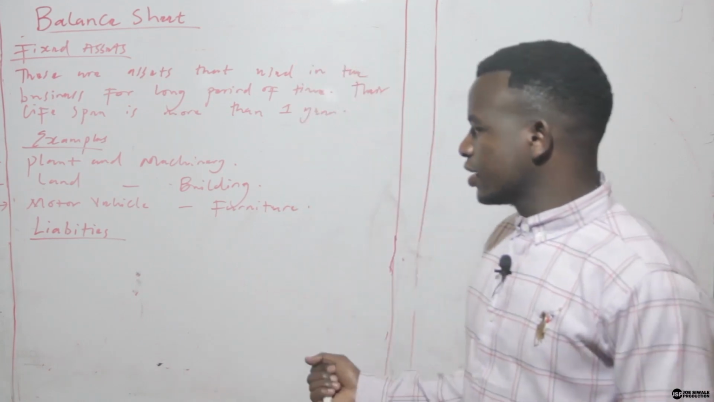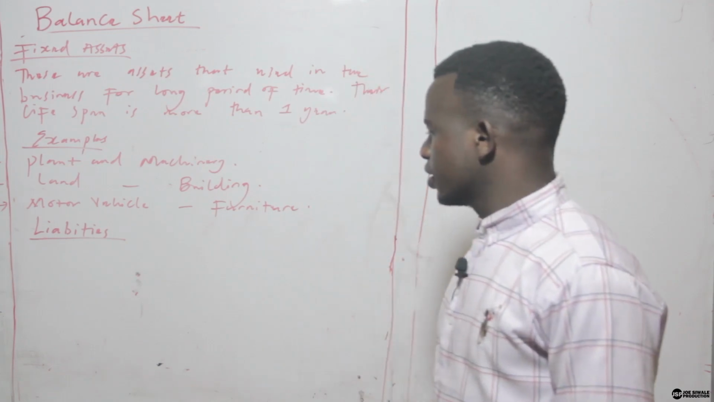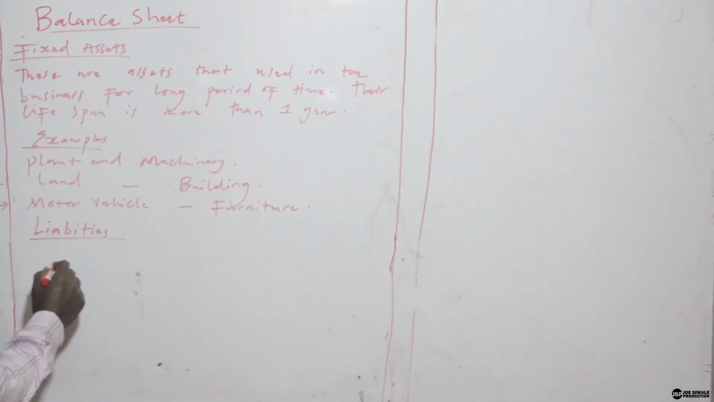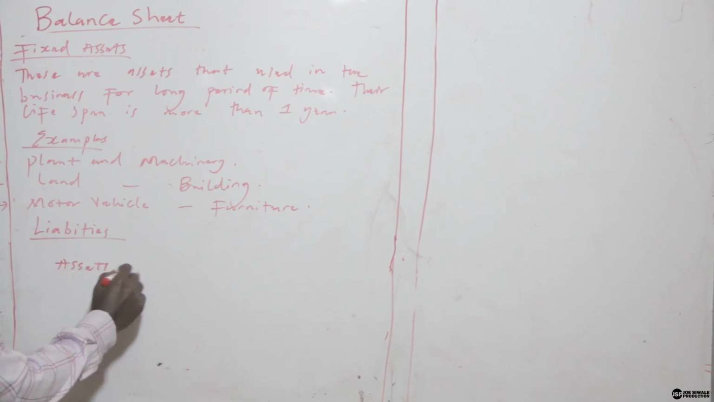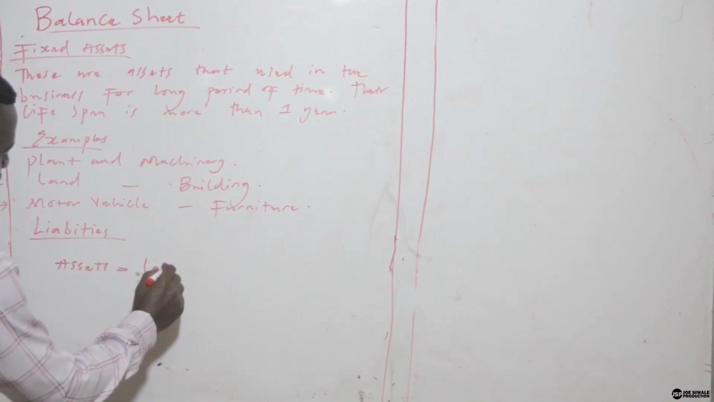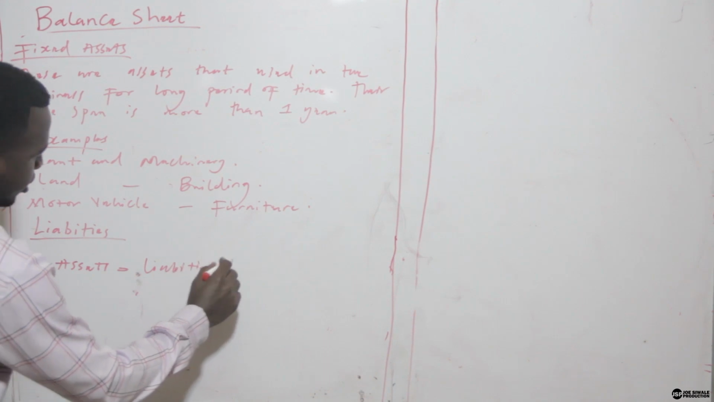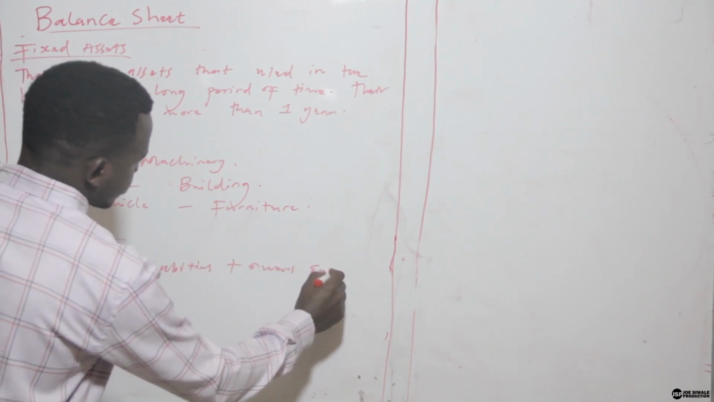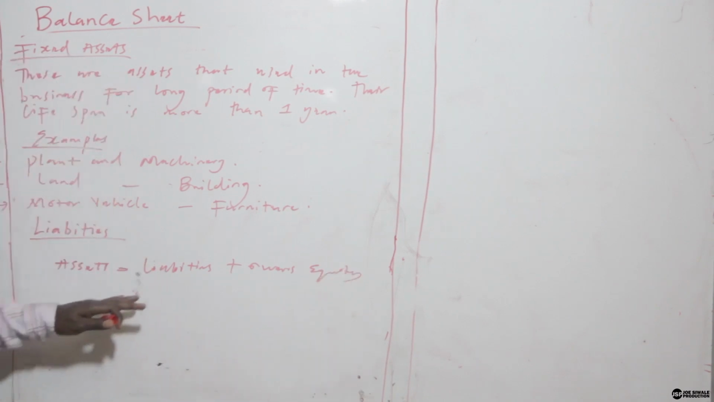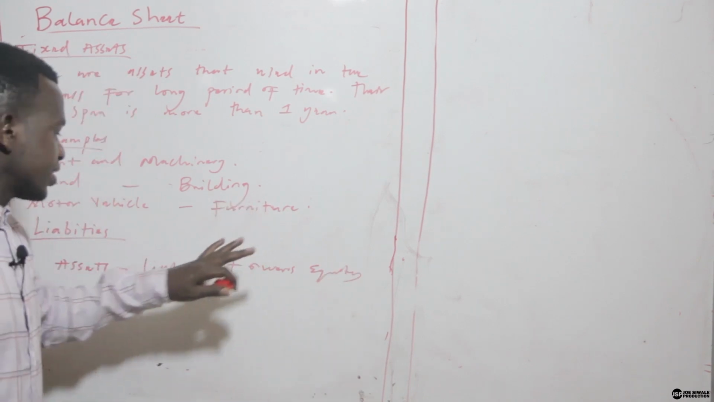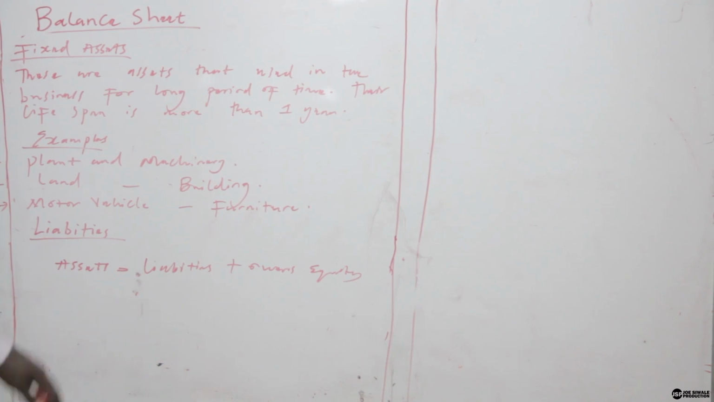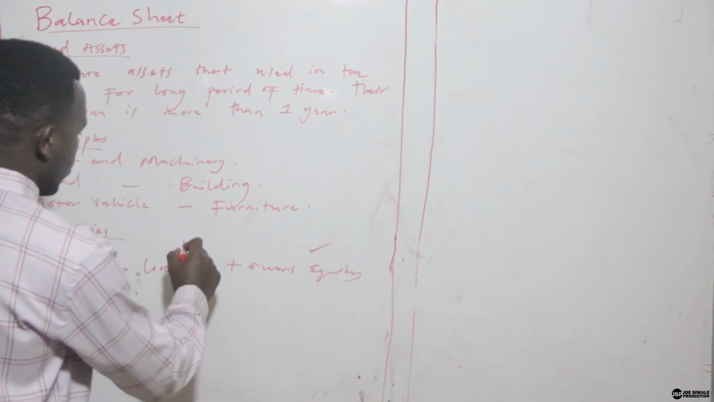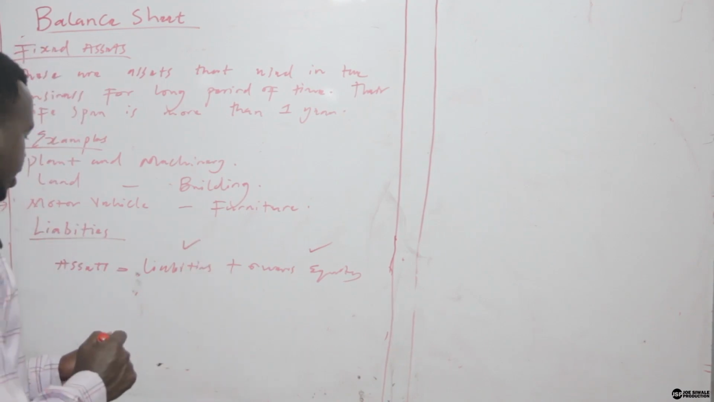And from our accounting equation, we said we are having liabilities plus owner's equity. That's what we said. That means that when the business is starting, it will need funds, and these funds can either be obtained from the owner's equity or liabilities.